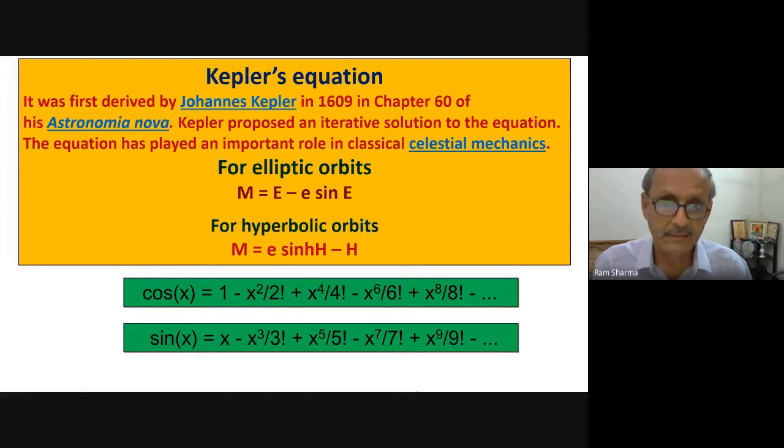And if we know capital E and small e, then the M calculation is easy. But if we know M and small e, then you cannot calculate directly. So it gets into an iteration. And there was a book which came nearly some 30 years back, I think, on nearly 200 years of Kepler's equation.